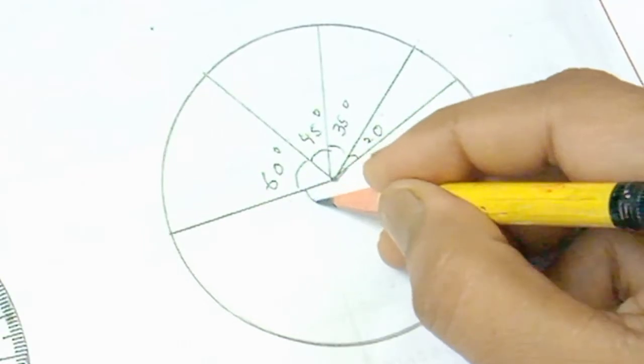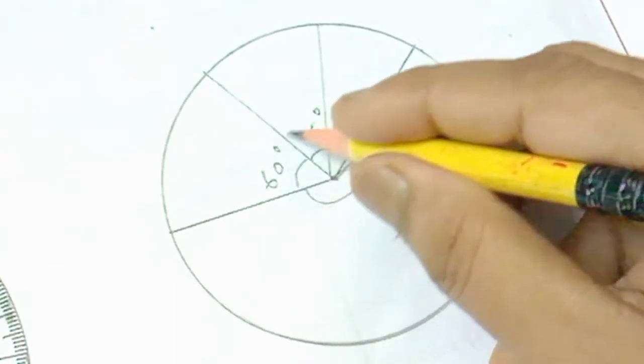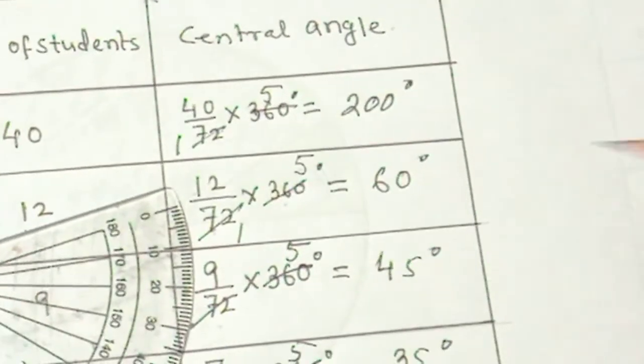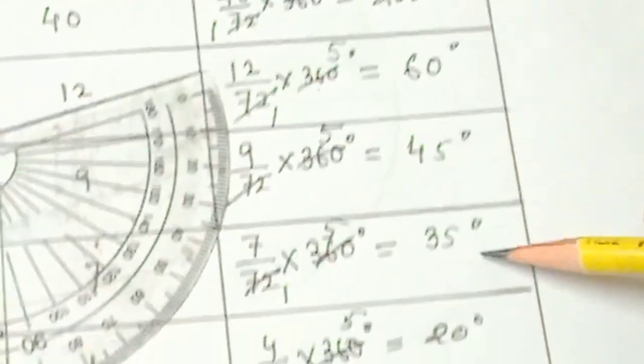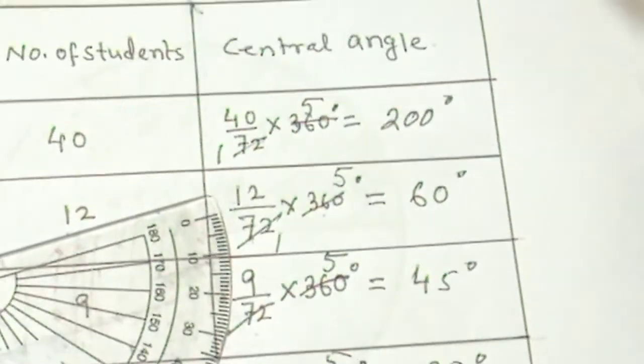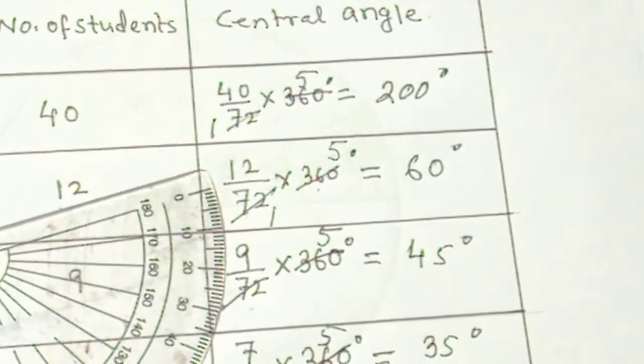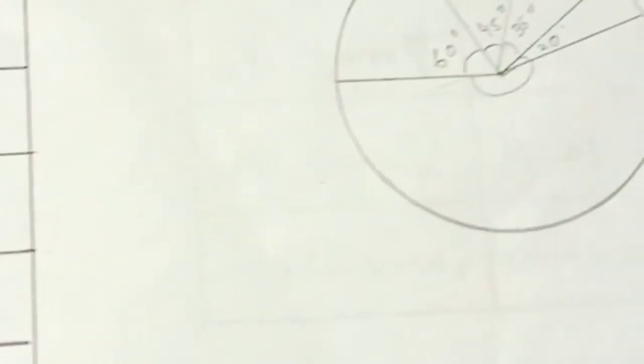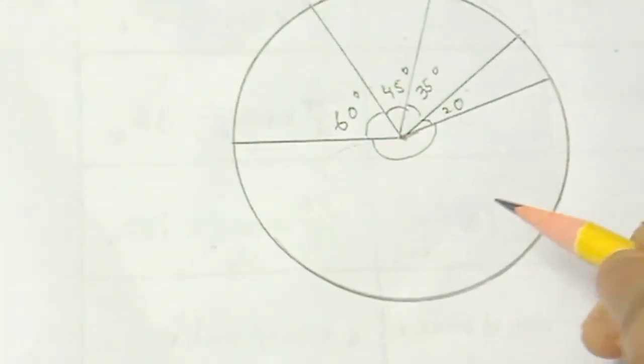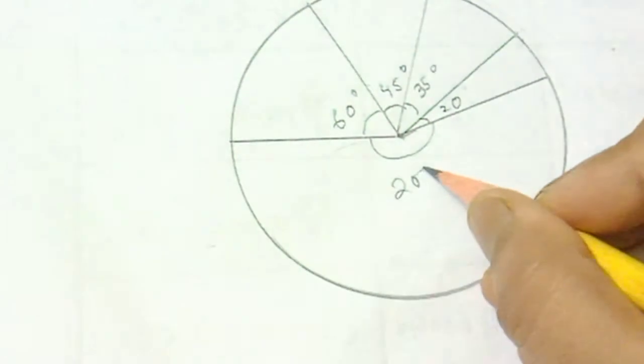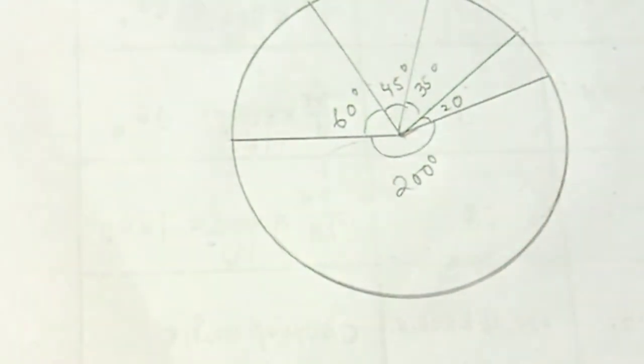Now the remaining portion, if you have drawn these angles properly, see the values 20 degree, 60 degree, 45 degree, 35 degree and 20 degree. 200 degree will come automatically. See, you can get 200 degree automatically. So the remaining angle will be 200 degree. In this way you can draw.